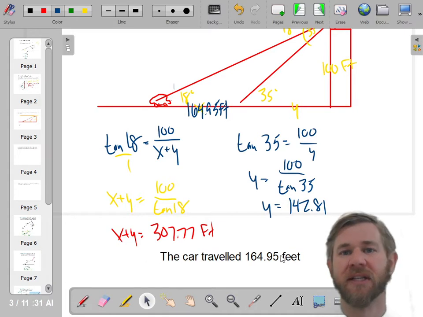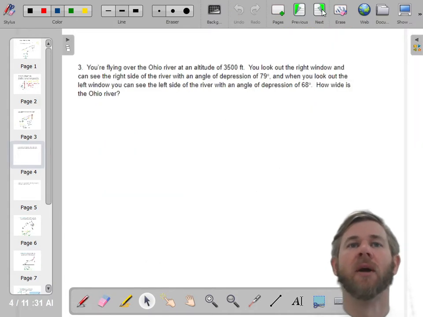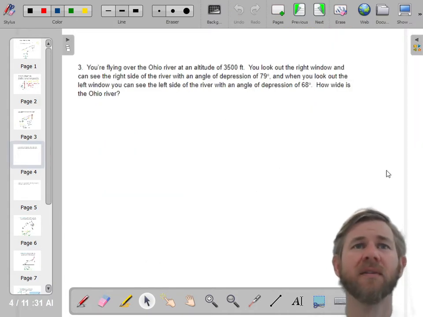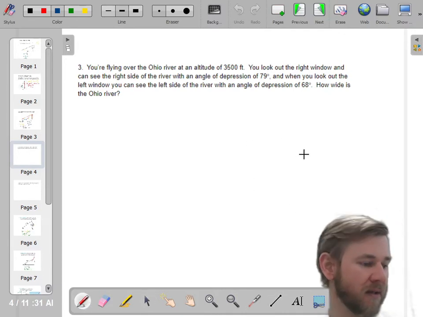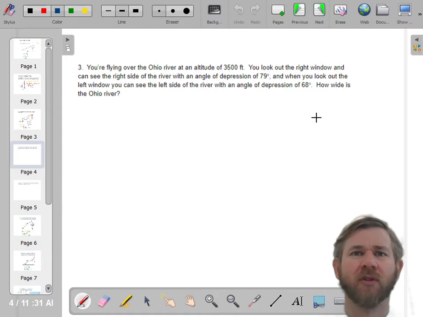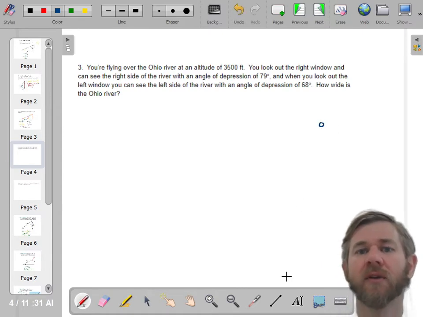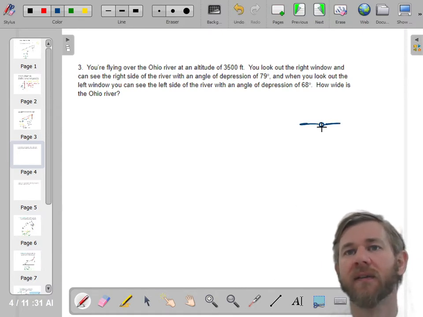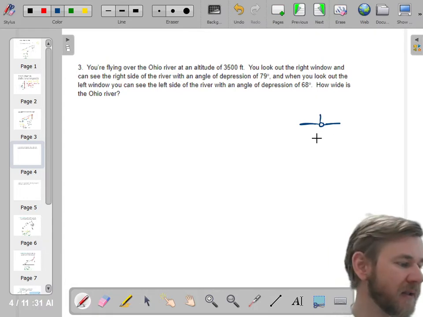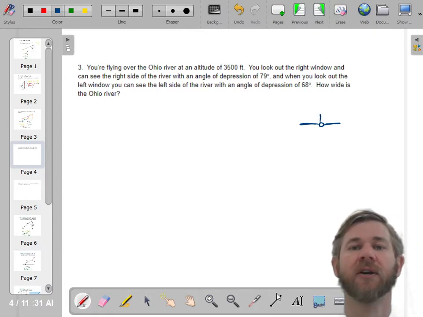All right, so that one's actually easier than the mountain problem. Let's do one more. Flying above the Ohio River at an altitude of 3,500 feet. So let's see. We got maybe two more, I think. Plane. We're going to do a front view of the plane. So it's coming at us like that. You got a little tail fin in the back. Cool. And you're flying over the Ohio River.